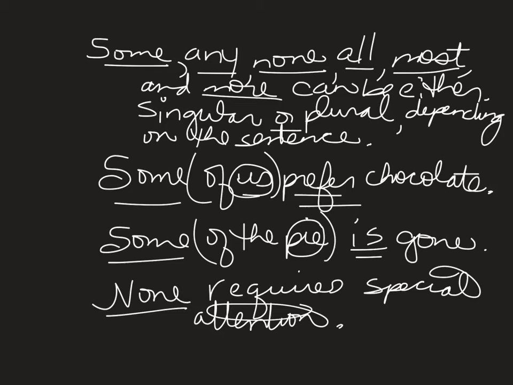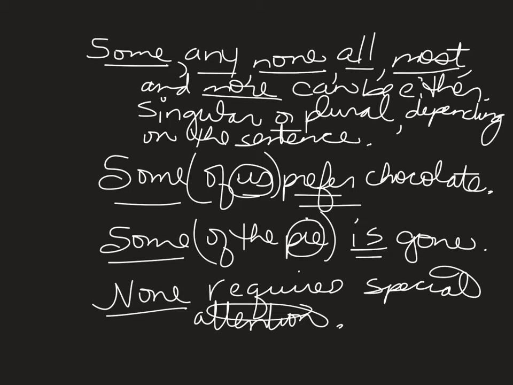Some of us is plural, so some takes a plural verb. Some prefer chocolate. But some of the pie, okay, pie is singular and takes a singular verb, so some is gone. Some of the pie is gone.